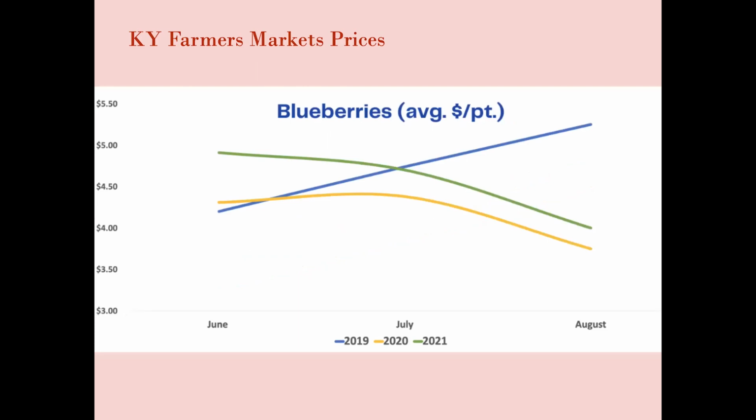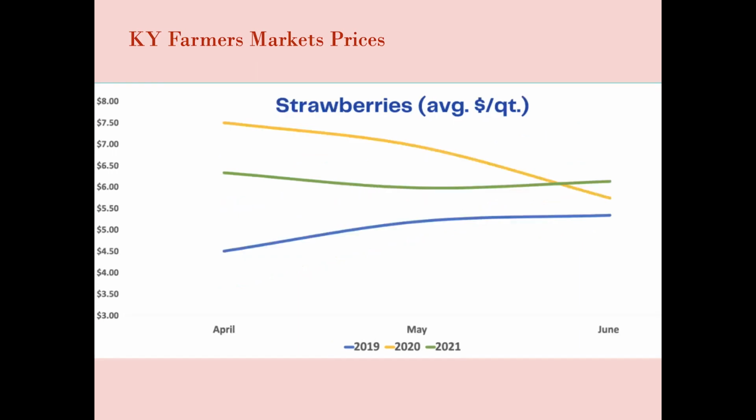Here's some other information about blueberries. This one was kind of odd. Blueberries had more of their year price-wise in 2019 than in the last couple of years. 2021 was a little better for blueberries. These can vary depending on the markets that are reporting with us. But that was pretty interesting.